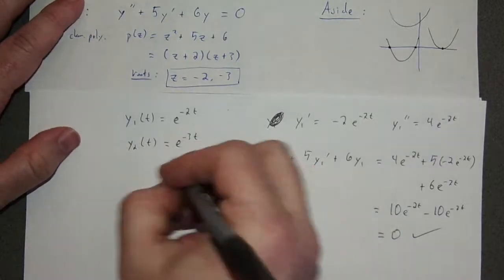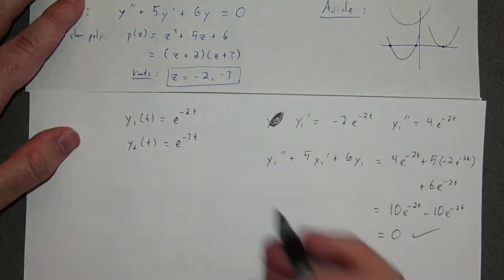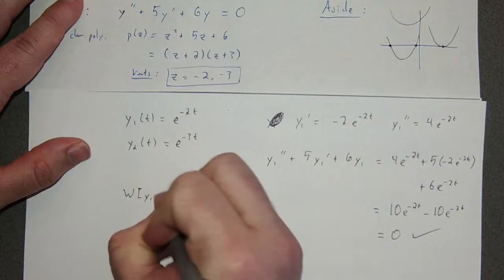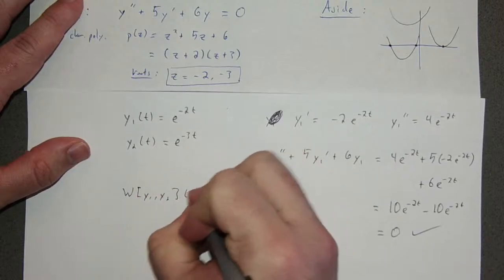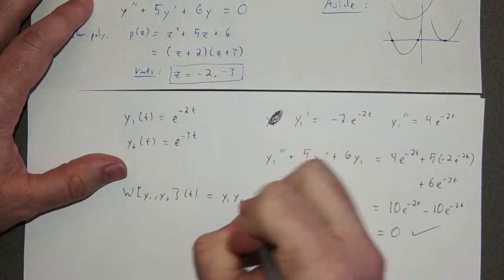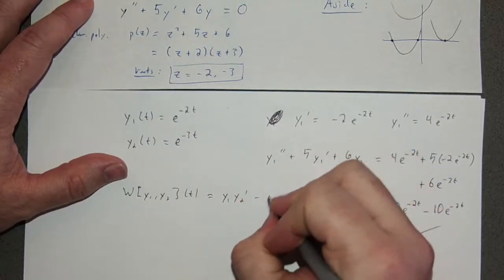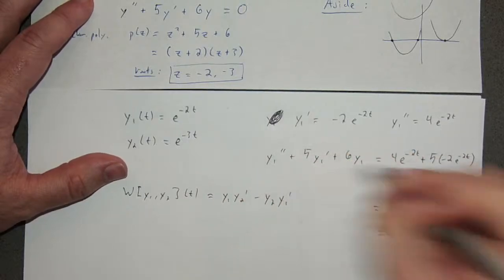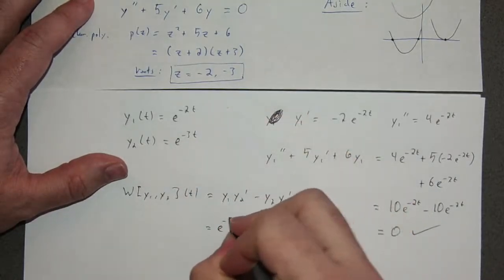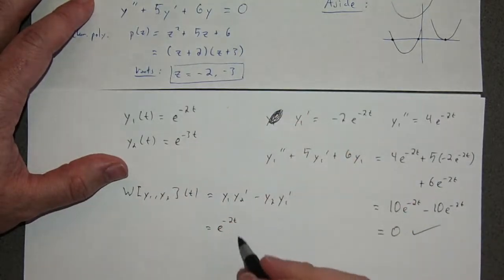You can similarly check for y2 that this solves the differential equation. And so these are both solutions, so it makes sense to compute their Wronskian. What's the Wronskian of y1, y2 here? Well, this is y1 y2 prime minus y2 y1 prime. y1 is e to the minus 2t.